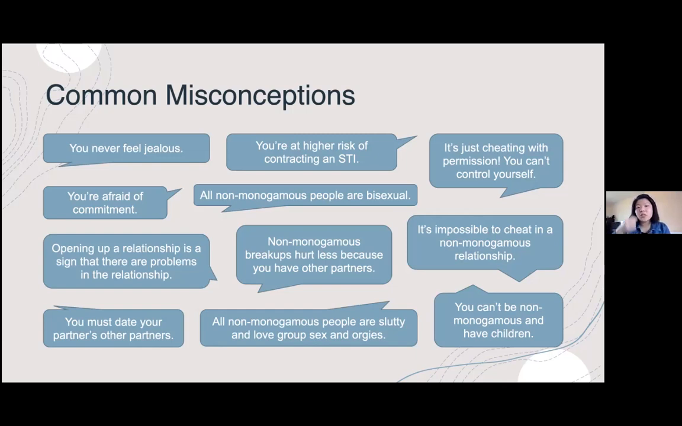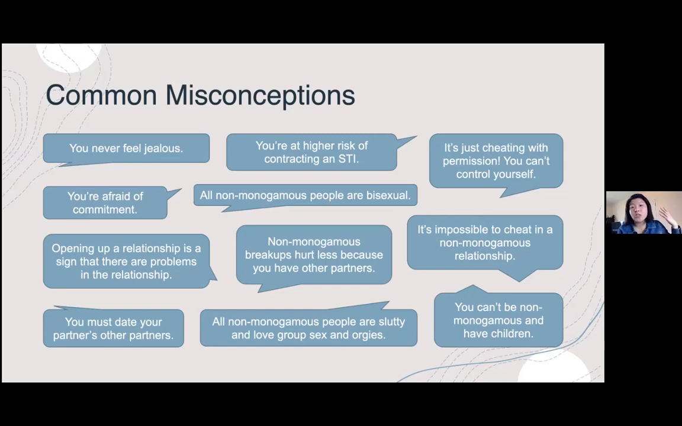So in the bottom, in the middle, we've got: all non-monogamous people are slutty and they love group sex and orgies. Now, obviously, there's nothing wrong with group sex and orgies. There's nothing wrong with enjoying casual sex and group sex. But not all non-monogamous people are into that. You can be any sexuality and be non-monogamous, like I said. You can be asexual and polyamorous.